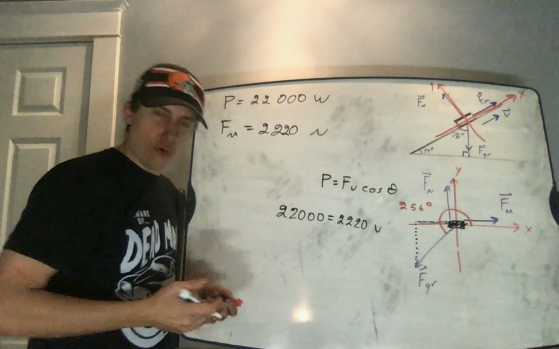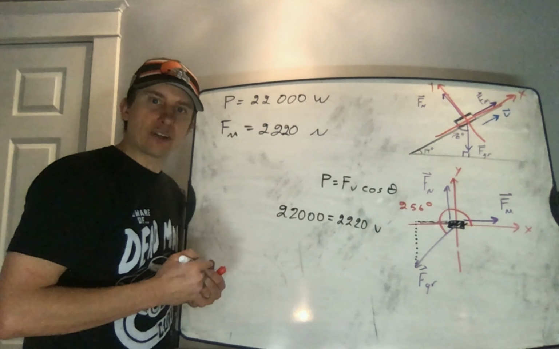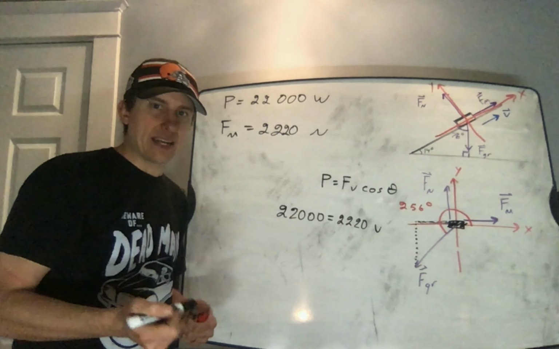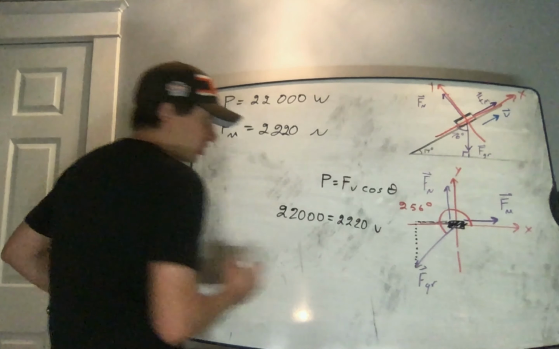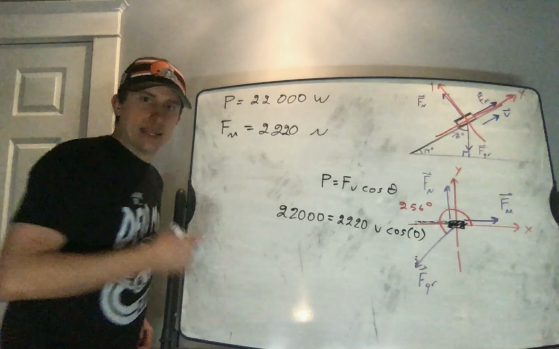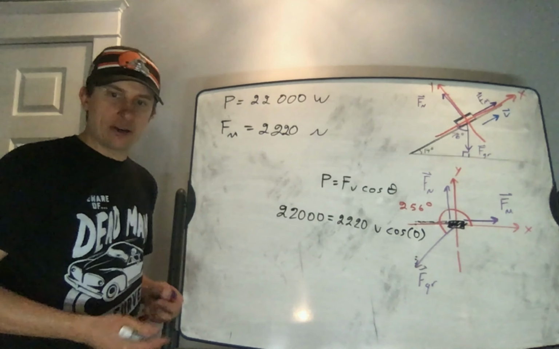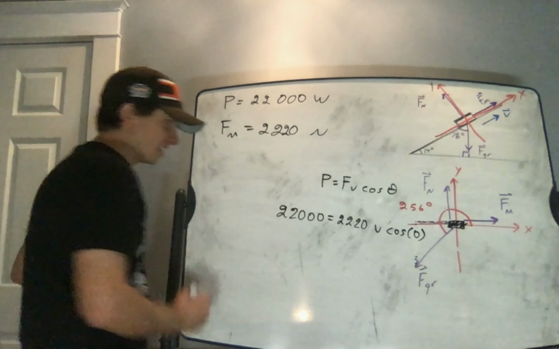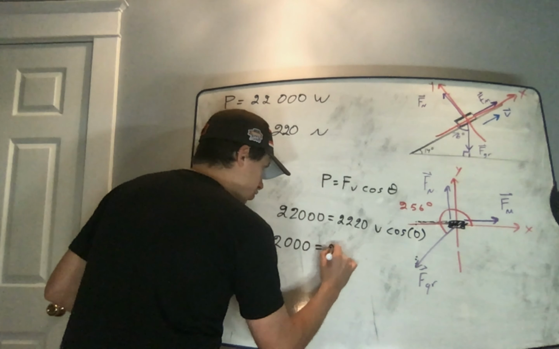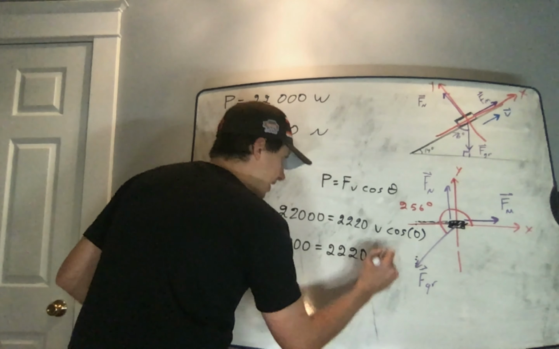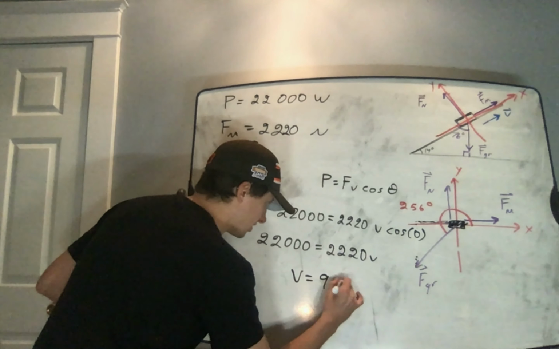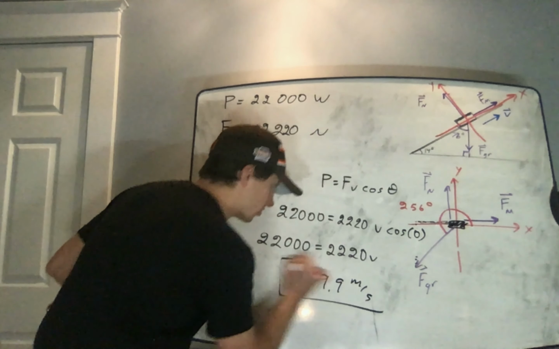The force vector points up the slope, the velocity vector points up the slope. These two vectors are parallel with each other, so I would write that as theta equals 0. So I have cosine of 0. Now, when I plug these numbers into a calculator, I find that the speed with which the skiers ascend the slope becomes 22,000 equals 2220 times v. Cosine of 0 becomes 1. And I find that the speed with which the skiers ascend the slope is 9.9 meters per second.